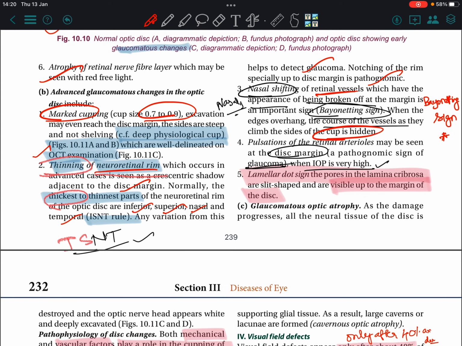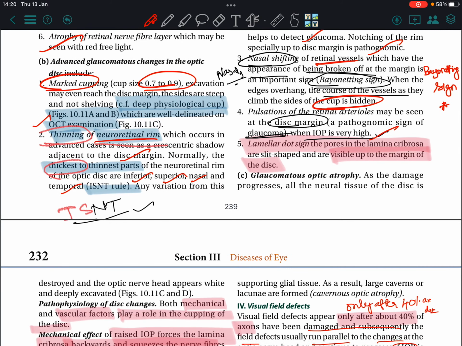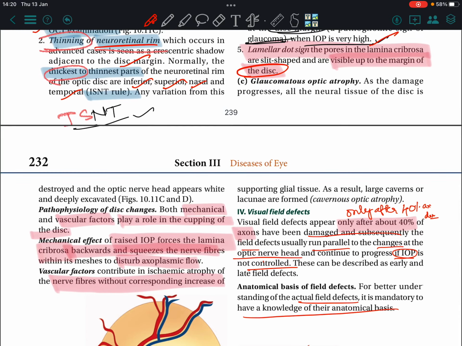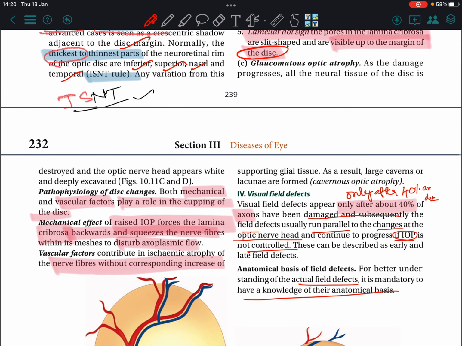Pulsation of retinal arteries may be seen at the disc margin when IOP is very high. Lamellar dot sign: the pores of lamina cribrosa are slit-shaped and are visible up to the margin of the disc. Glaucomatous optic atrophy: as the damage progresses, all the neural tissue of the disc is destroyed and the optic nerve head appears white and deeply excavated.